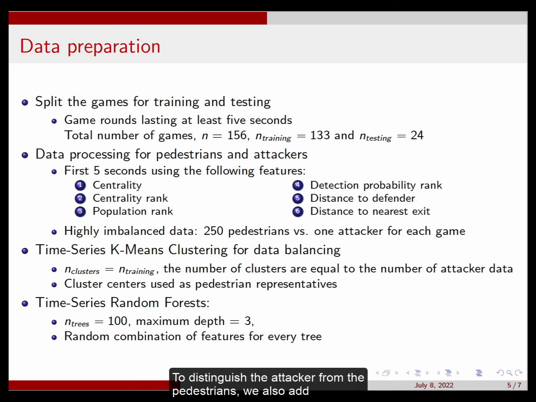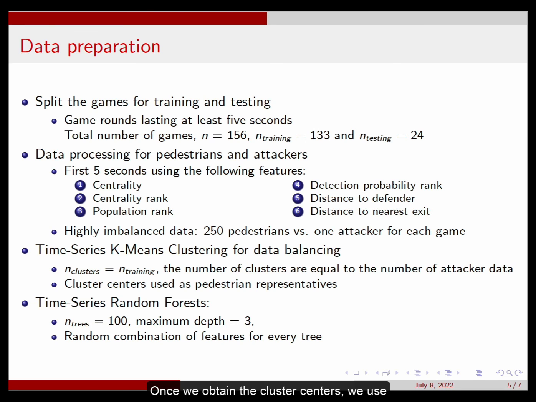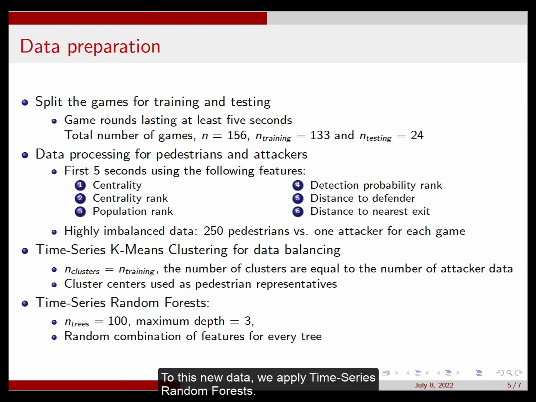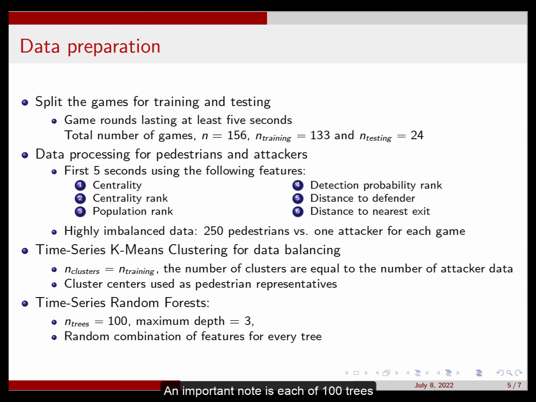To distinguish the attacker from the pedestrians, we also add how they distance themselves to the defender and the nearest exit. The training data involves 133 data points for the attacker, so we decrease the number of data points of the pedestrians to that number as well by using k-means clustering over these features. Once we obtain the cluster centers, we use the representatives of pedestrians. To this new data, we apply time series random forests. Important note is each of 100 trees use a random combination of these 6 features.